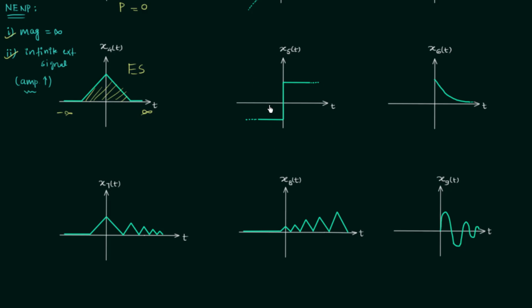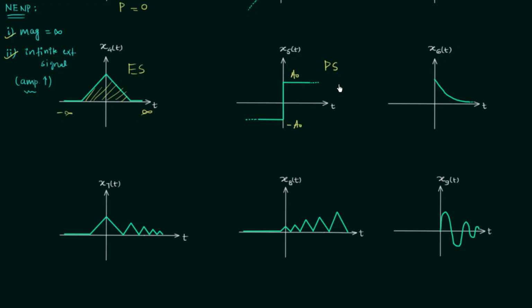Signal x5(t) is obtained by the help of step signals, and the right side of the signal is having some constant value, let's say a0. From 0 to infinity, the value of the signal is a0, and the left side of the signal is having some value, let's say minus a0, and it is from minus infinity to 0. So this signal is not a finite duration signal, and this signal is an infinite extension signal, because here also the non-zero amplitude range is infinity, but here we can see that the amplitude of the signal is not decreasing, and also it is not increasing. So this signal is not an energy signal, and it is also not a neither energy nor power signal. So this is a power signal.